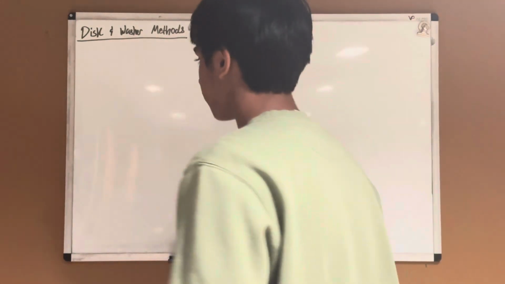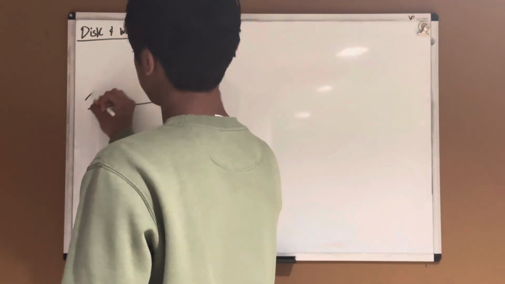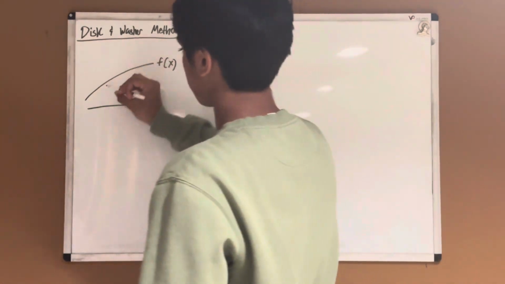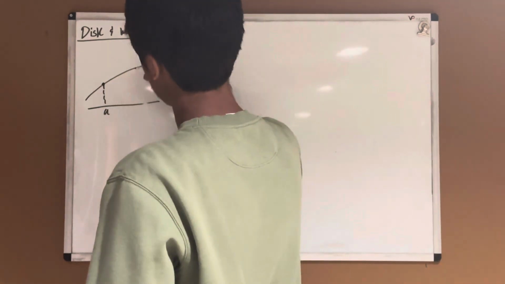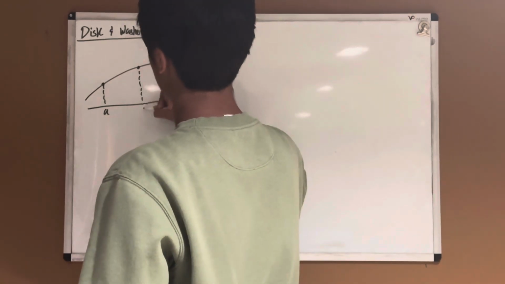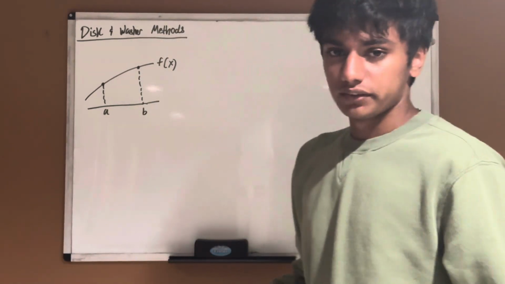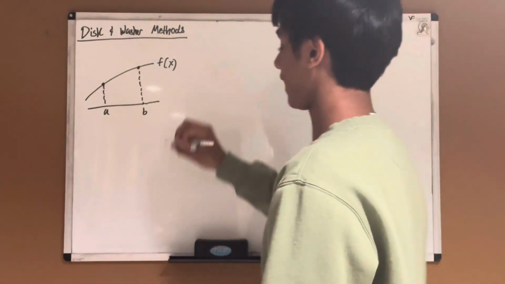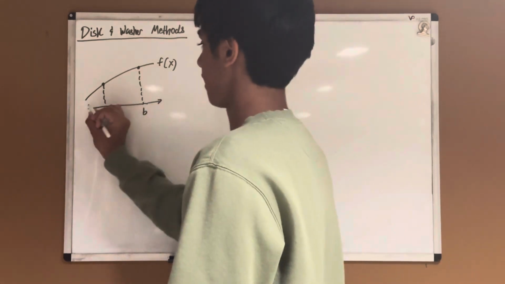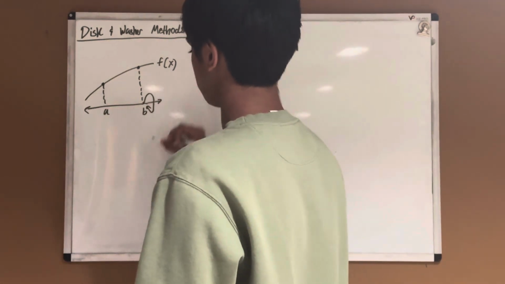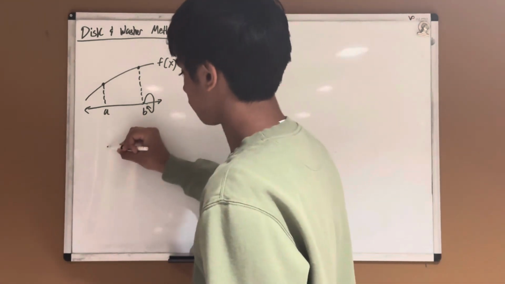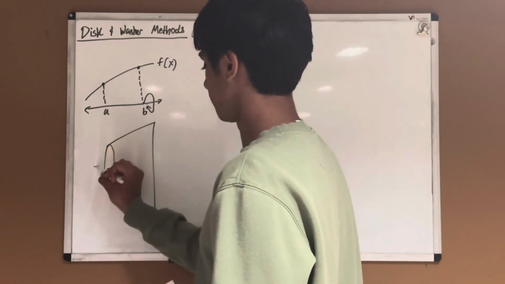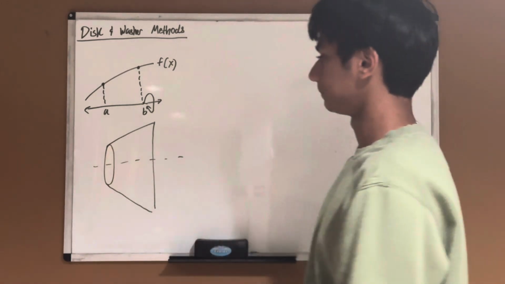To begin, let's imagine we have a function f of x, like so, and we want to find the solid of revolution from here, let's call this point A, and here, call this point B. The solid of revolution is what we get when we rotate this graph 360 degrees about some axis. Let's say we're rotating about this axis. If we rotate, we're going to get some kind of shape that looks like that, because we're rotating about this axis, like so.